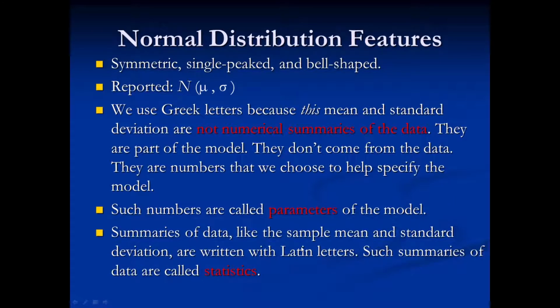Summaries of data, on the other hand, like the sample mean and standard deviation, X bar and S, are written with regular letters. That's what we mean by Latin letters. And those are called statistics. So statistics come from samples, S to S, and parameters come from populations, P to P. Easy to remember.